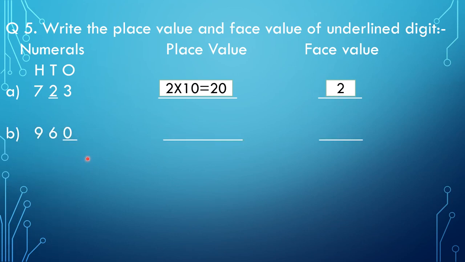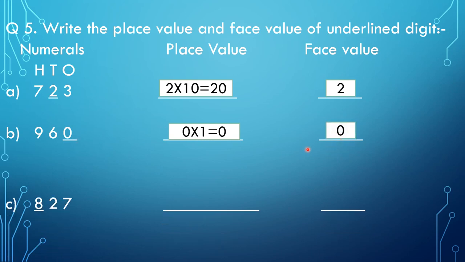Okay, now in B part 960. Here we have to find out the place value and face value of 0 because 0 is the underlined digit here. So 0 is at which place? 1's place. So we will multiply 0 by 1 and that is equal to 0 because when we multiply a number by 0 we get 0. Okay, and the face value of 0 is 0.